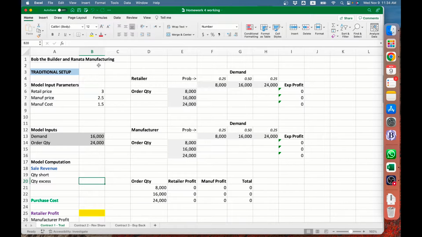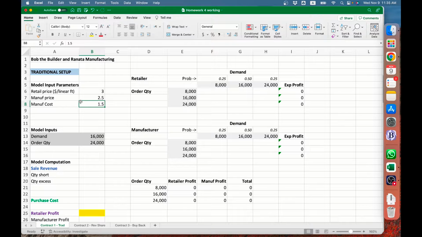Whenever you're building a model in Excel, the first thing you want to do is have the inputs, the values you know from the question, typed up. Usually in the top part of the model, I just type up the information I need from the case. So I know that the retailer sells it at $3 per linear foot, right? So this is the retail price, dollars per linear foot from the case. So I put that in here. Manufacturer's price, which is what the retailer pays to the manufacturer, is $2.5 a foot, and manufacturing cost is $1.5 a foot.